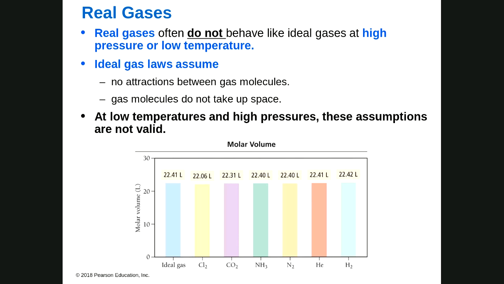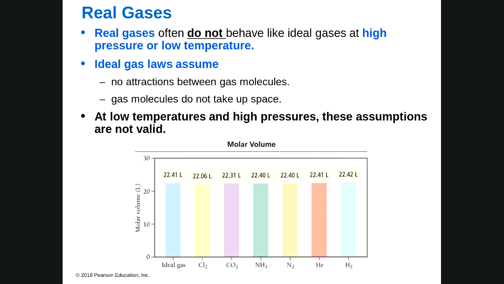Now, we've been talking about ideal gases. Okay, so ideal gases are those that are at STP basically and meet our criteria, and then they follow our rules.